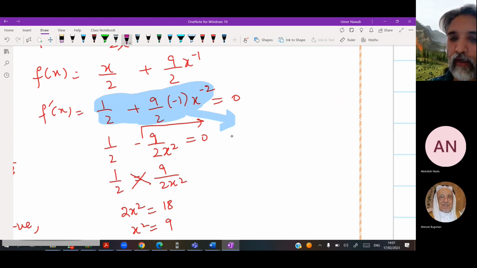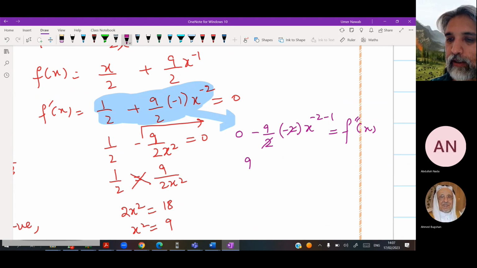The derivative of half is 0. Minus 9 over 2 will come as it is. Minus 2 goes back, and from -2 I subtracted 1. This is my second derivative. 2 cancelled, and I'm getting 9. Write it in a beautiful form: f double dash of x is equal to 9 over x power 3.